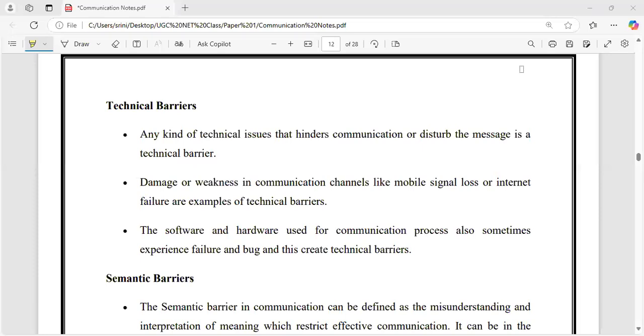மறுபடியும் அதே மாதிரி பண்ண ஆரம்பிச்சிருச்சு. Okay. This is a technical barrier that I am having.